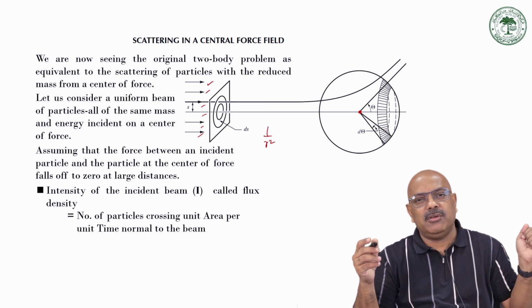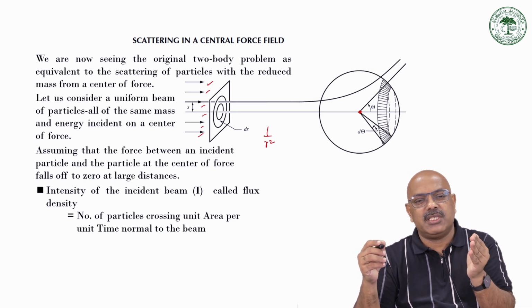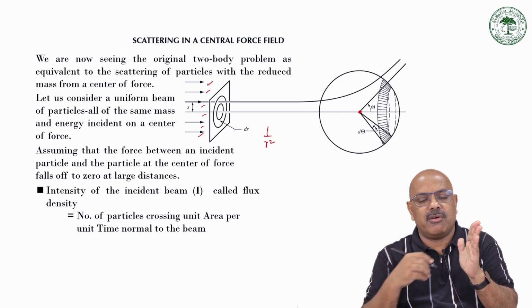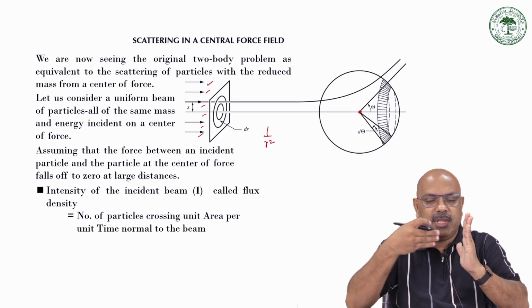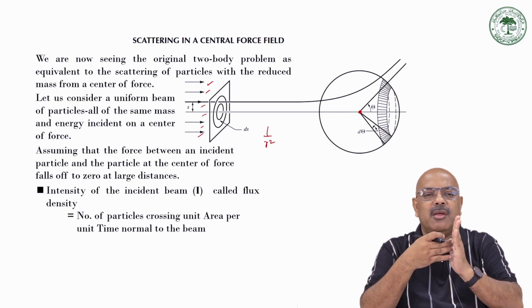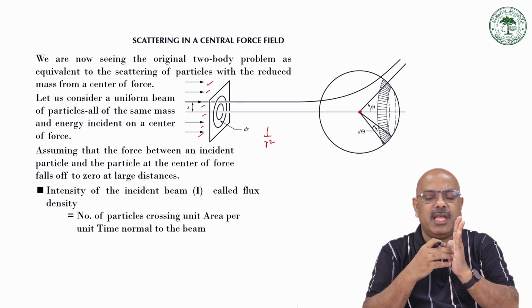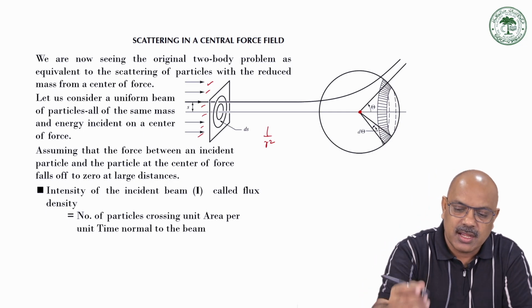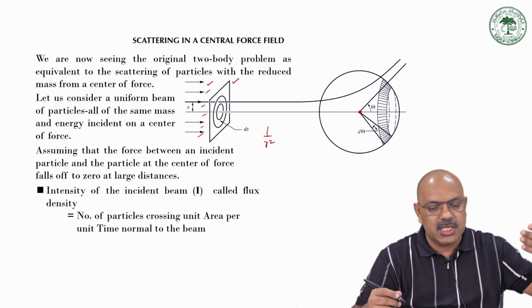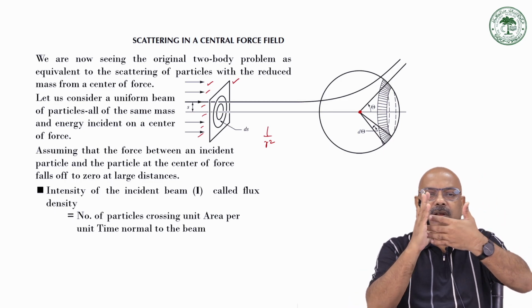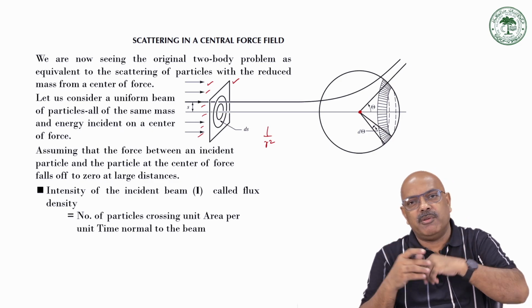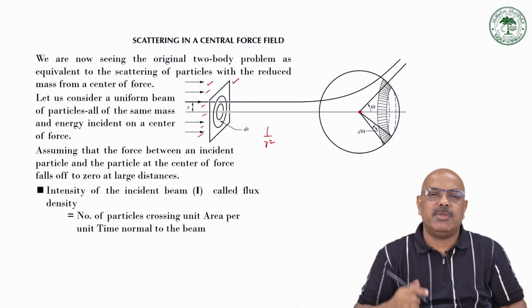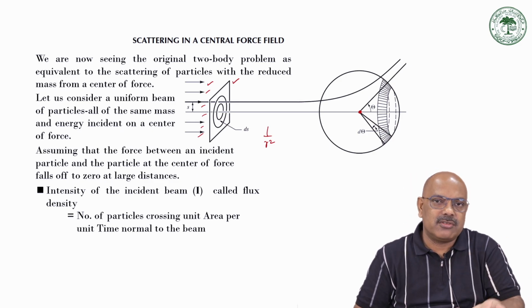So that means flux, or intensity, is basically the number of particles crossing a perpendicular area per unit area per unit time. So whatever the area is, if you choose a perpendicular area while these particles are going, then per unit area per unit time, the number of particles crossing is basically the intensity or the flux of that beam.